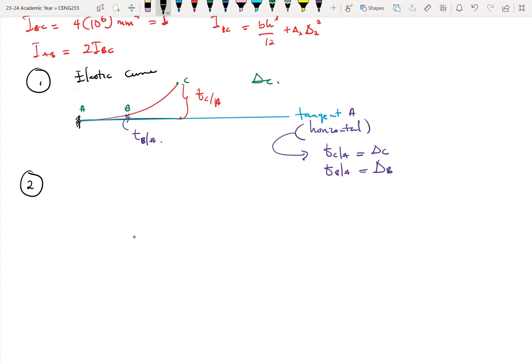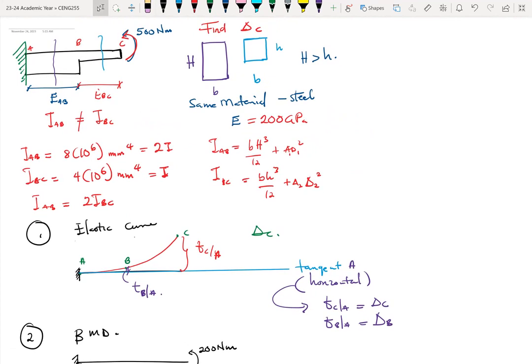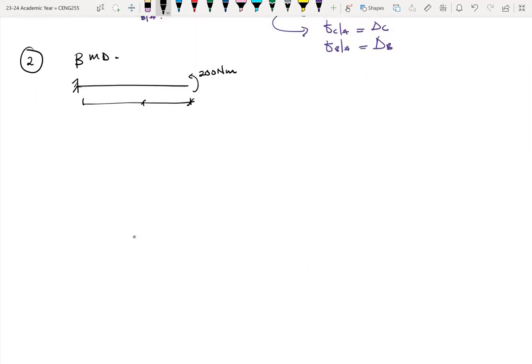So once we have the elastic curve, the next thing will be to draw the bending moment diagram. Again, let me bring the beam here. I have a moment here, which is 200 Newton meter. I don't think I put the length. LAB and LBC are different. The length here is, I think, 4 meters, and this is 3 meters.